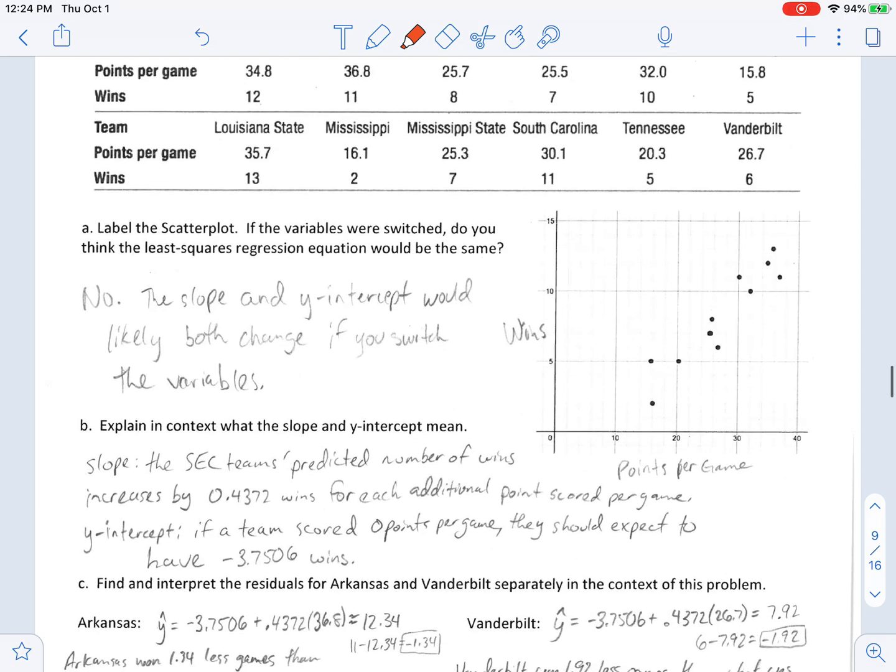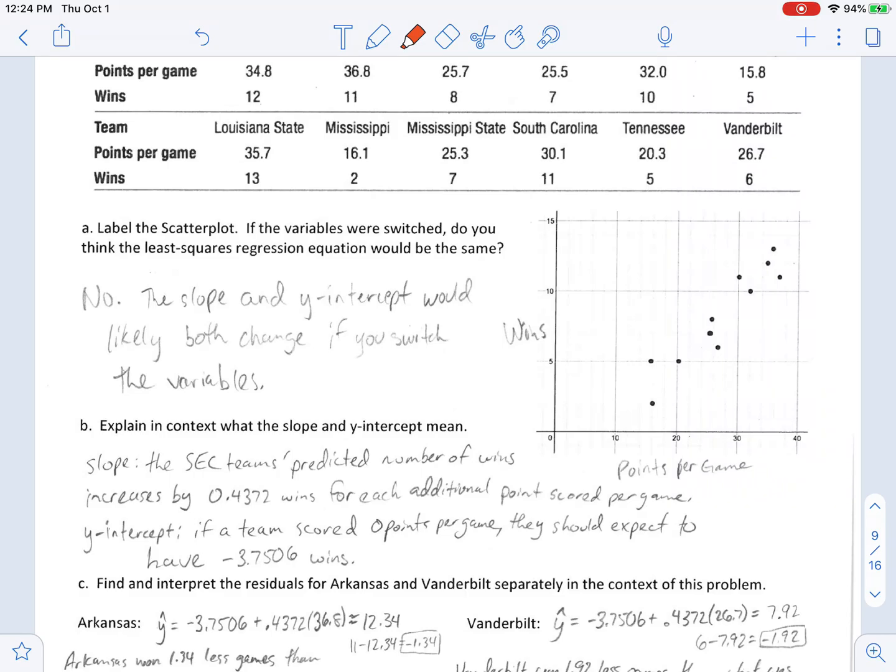Okay, label the scatter plot. If the variables were switched, do you think the least squares regression equation would be the same? So points per game predicts wins, very simply. There's really no other way to do it. You can't have a win until you get some points per game, right? If the variables were switched, do you think the least squares regression line would be the same?